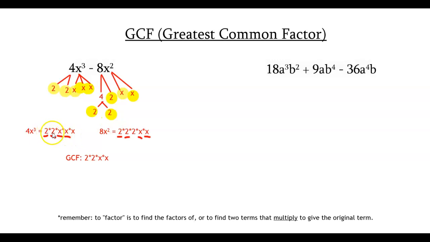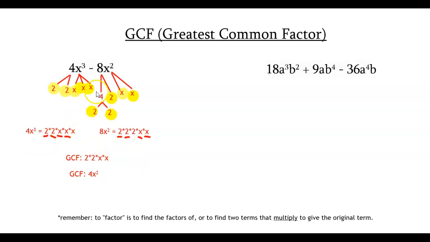See that there's 2 2's and 2 x's in both lists that pair off. There's one more x left over here and one more 2 left over here. And the GCF becomes those 2 2's and those 2 x's. Now let's multiply these together and simplify them a little bit. And I get that the GCF is 4x squared.